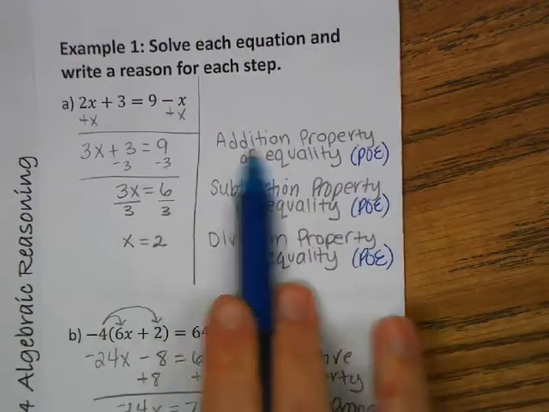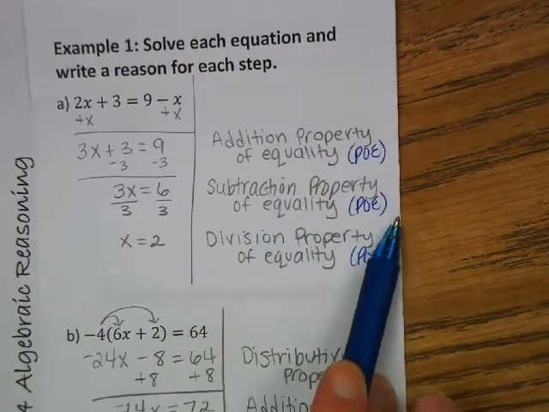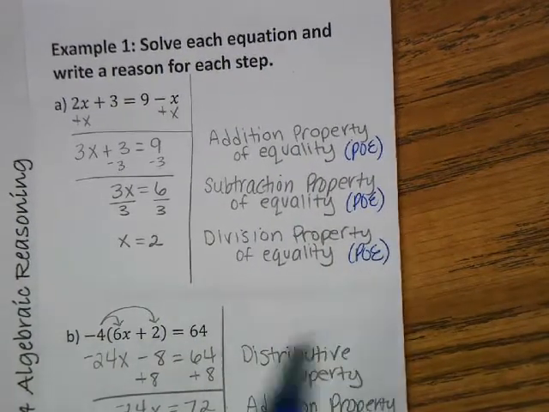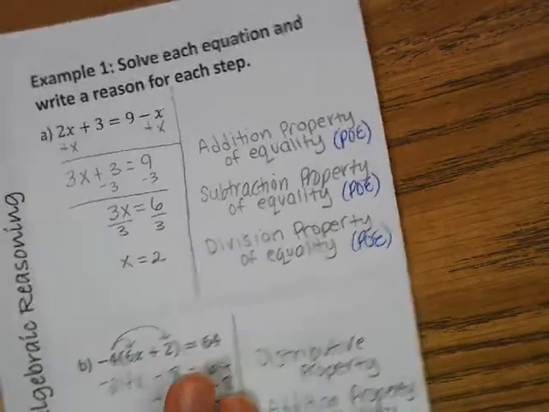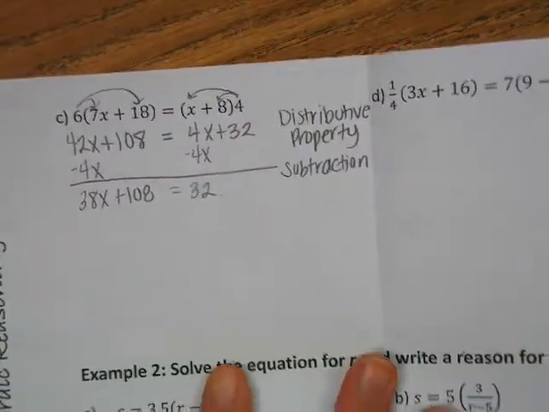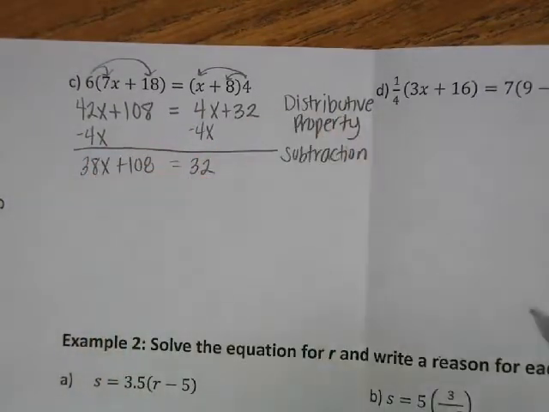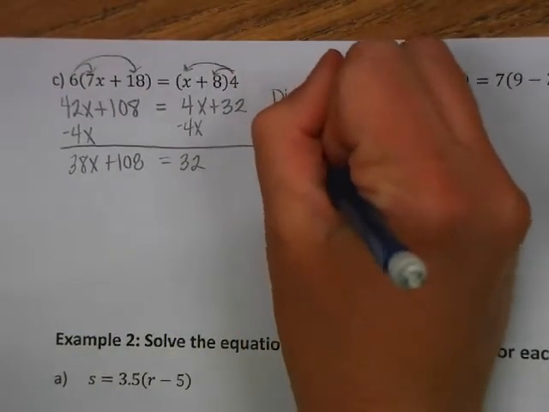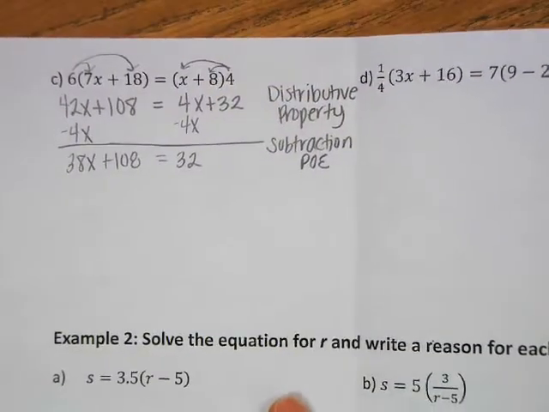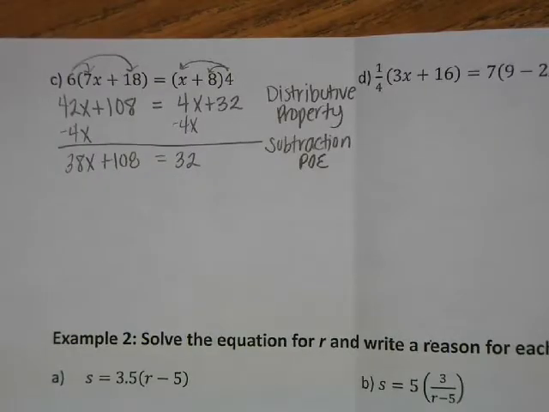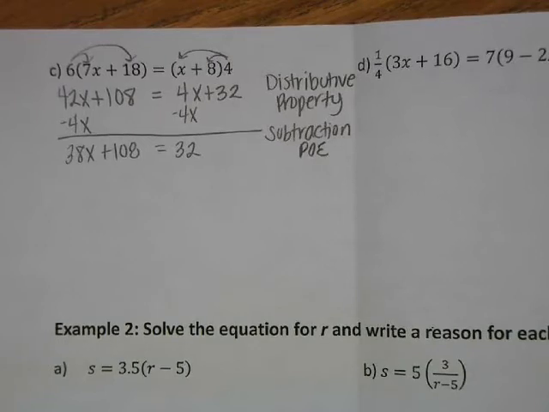So I will just write addition POE, subtraction POE, division POE, just because it gets exhausting writing this all out. So instead of writing subtraction and then writing out property of equality, you can do the same thing I do, and I just put subtraction POE. Kind of looks like subtraction PO, but it really stands for property of equality. It'll save you some time.